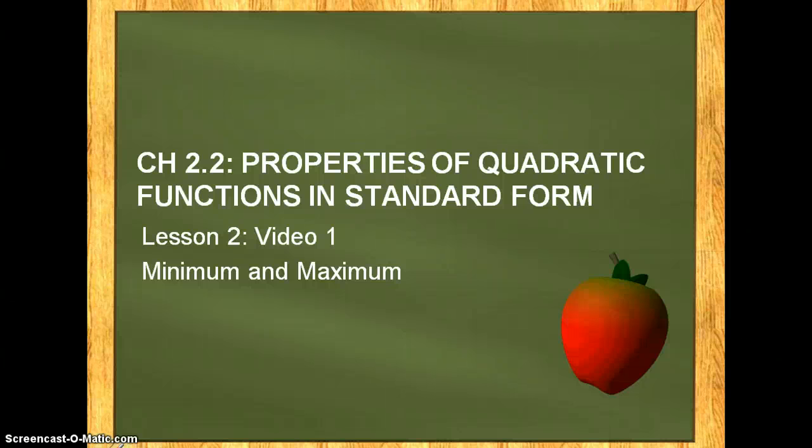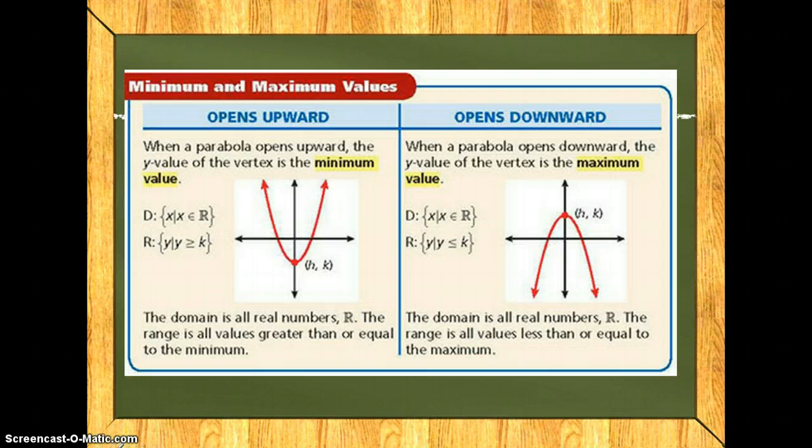So this is Chapter 2, Section 2, Properties of Quadratic Functions in Standard Form. This is Lesson 2, Video 1 of 2 videos, and this one is about minimum and maximum. So minimum and maximum values are related to your vertex. The first thing that you want to understand is really what the basic is, and it's super simple. The lowest point would be your minimum, and then the highest point would be your maximum.